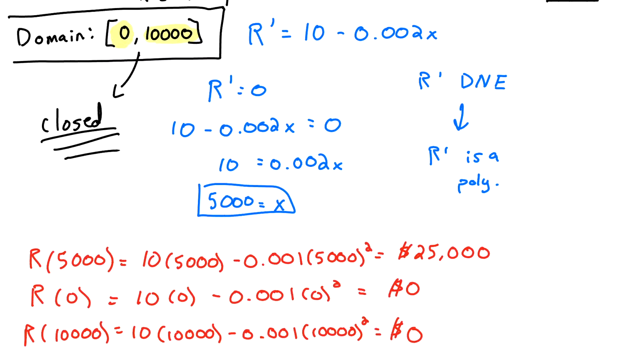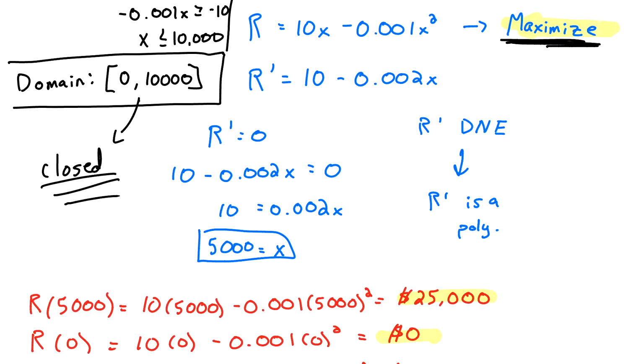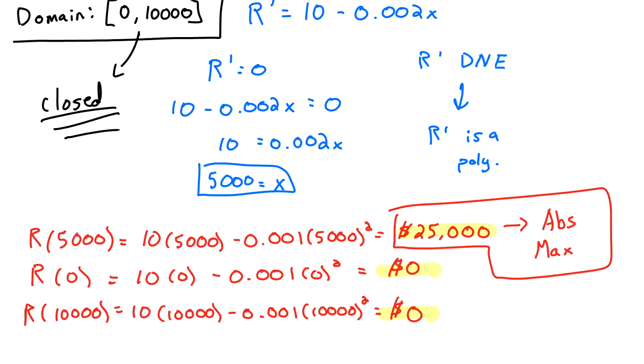So I have three y values to consider right now. I have $25,000, I have $0, and then I have $0 again. Keeping in mind that we want to maximize this function, I want to pick the greatest y value. So that means that I want 25,000. This is my absolute maximum. This is excellent news. We've done most of the heavy lifting of this problem. We've found our absolute maximum, and we know it occurs at x equals 5,000.